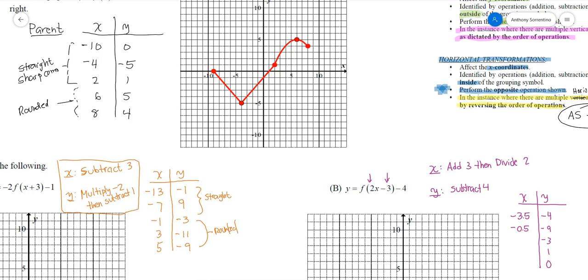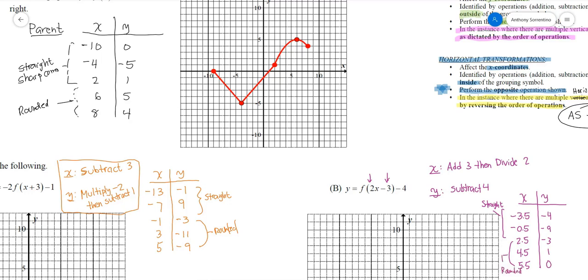For 2, I'm going to add 3. I get 5. Divided by 2, I'm going to get 2.5. And again, this is the straight part. The 6, I'm going to add 3 and get 9. Divide by 2, I'm going to get 4.5. And the 8, I'm going to add 3 and get 11. Divide by 2, I'm going to get 5.5. And again, this part's the rounded part.